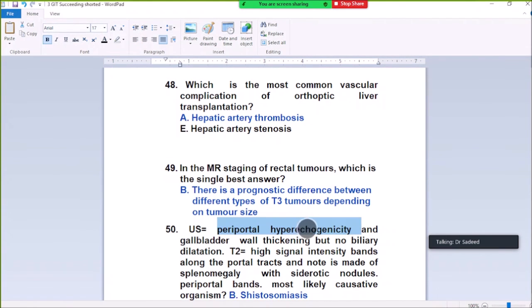50. Ultrasound with periportal hyperechogenicity and bladder wall thickening, no biliary dilatation. T2 shows high signal intensity band along the portal tract, and there is splenomegaly with siderotic nodules. Periportal band, most likely causative organism is schistosomiasis. Look here, all these, gallbladder wall thickening, no biliary dilatation. The options are all parasites, Echinococcus, Hydatid, but the only parasite which affects the biliary tract is schistosomiasis. So this is the answer. Correct? Next.